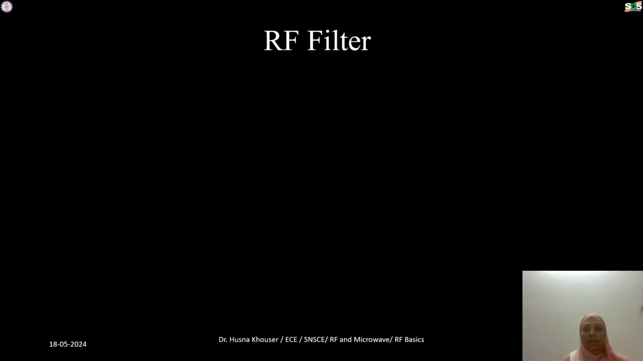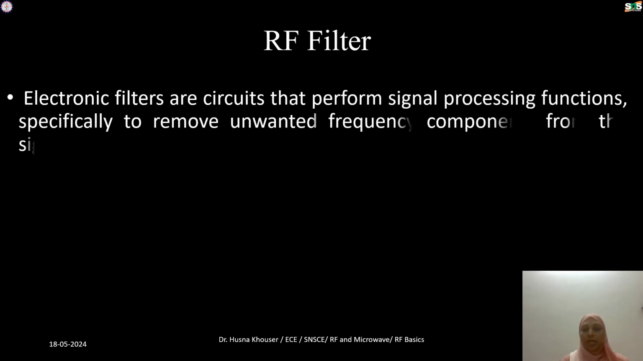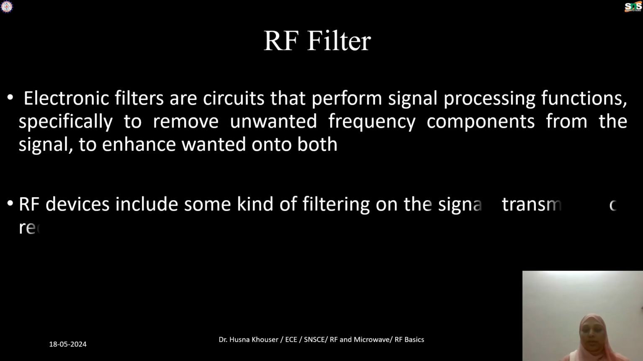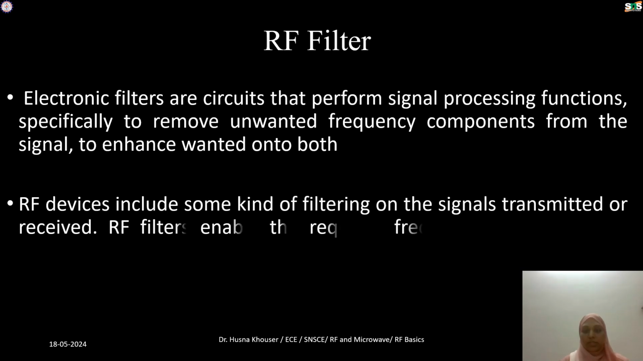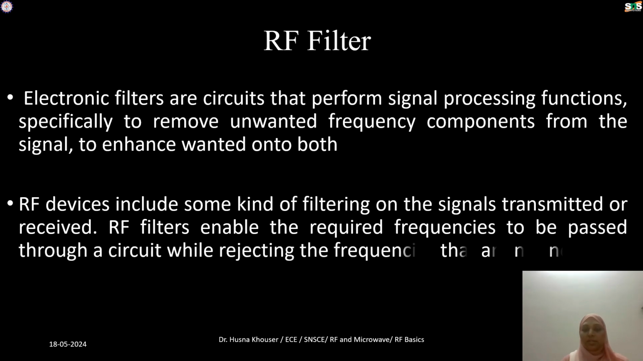An RF filter is an electronic filter or circuit that performs signal processing functions, specifically to remove the unwanted frequency components from the signal and to enhance the wanted bandwidth of the signal. So an RF device includes some kind of filtering on the signal transmitted or received. An RF filter enables the required frequency to be passed through the circuits while rejecting the frequency that is not needed.